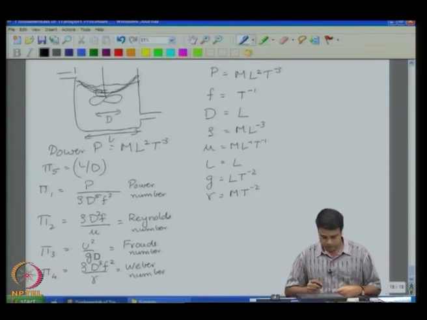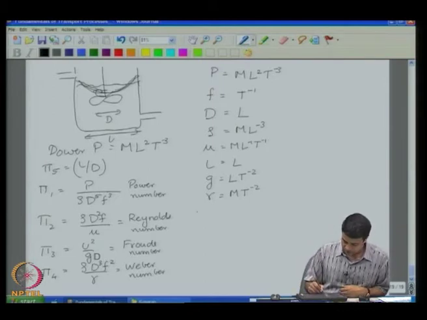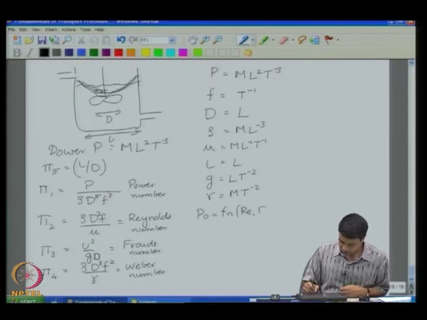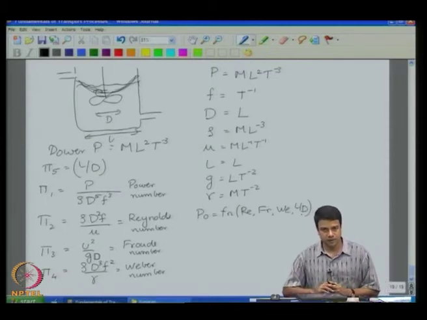So, I will finally get the power number is equal to some function of Reynolds number, Froude number, Weber number and L by D. So, there is a final relationship that I will get. And then further scaling will depend upon what these parameters are.